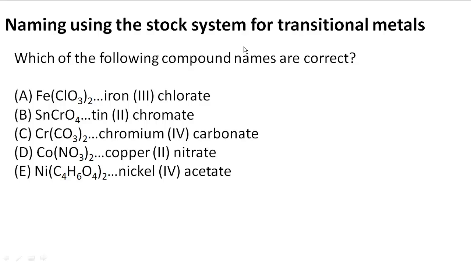Naming using the stock system for transition metals. In this example problem, it says which of the following compound names are correct? When we're looking at compound names for transition metals, they sometimes are different because the common ions for transition metals can be maybe one of two or three different common cations. They might lose 2 electrons, they might lose 3 valence electrons. So they have different names.